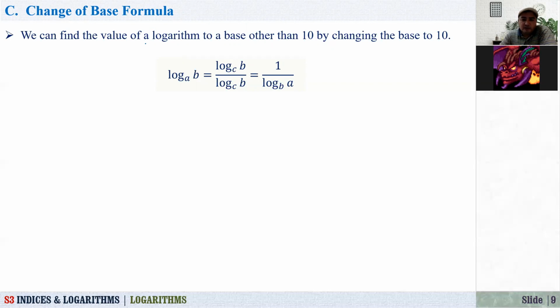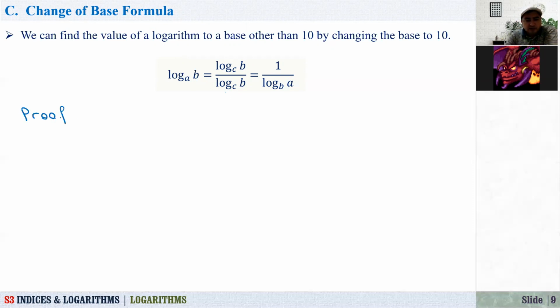At the time, if you're given a logarithm of b to the base a, for example, I can just change this to any other base, like for example, c: logarithm of b to the base c over logarithm of a to the base c, or that's equal to 1 over logarithm of a to the base b. So in general, logarithm of b to the base a is equal to 1 over logarithm of a to the base b, or logarithm of b to the base c over logarithm of a to the base c. And why is it so?